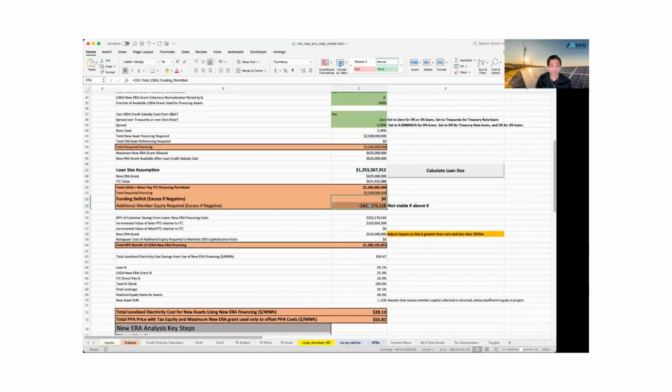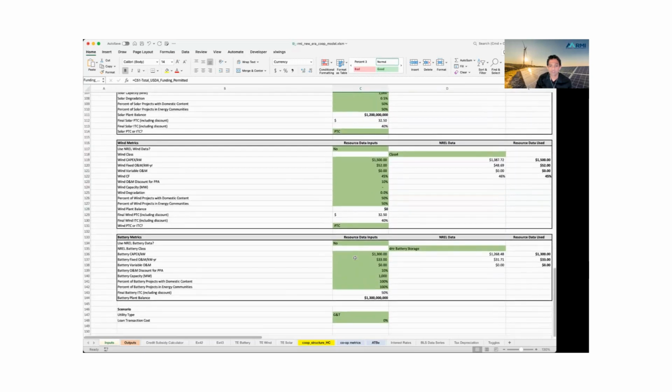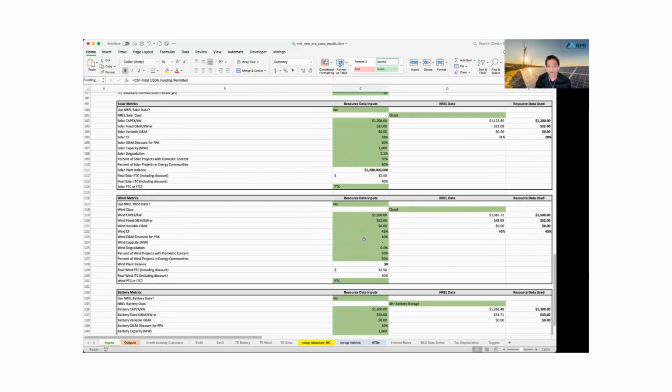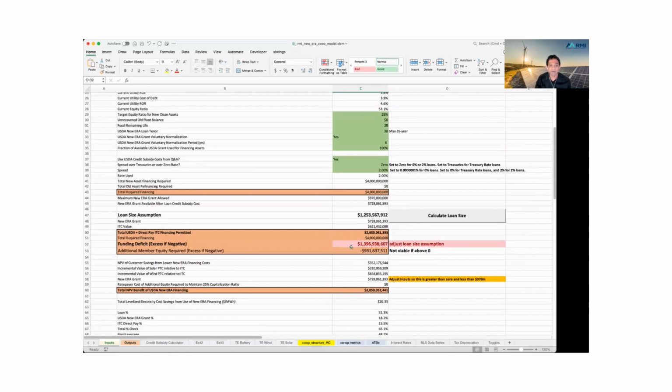You will note these 2 cells, C52 and C53. If you make a choice, for example, that you choose PTC, and let's suppose, for example, that I'm also building some wind here, and I want that to be PTC wind, then I might find that I don't have enough funding to make this work. And so when I calculate loan size, it may help me figure out whether I can make that work.